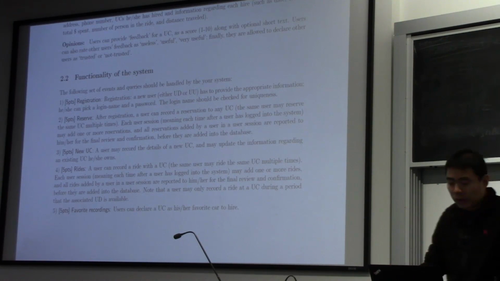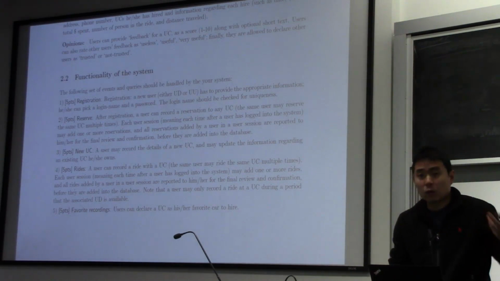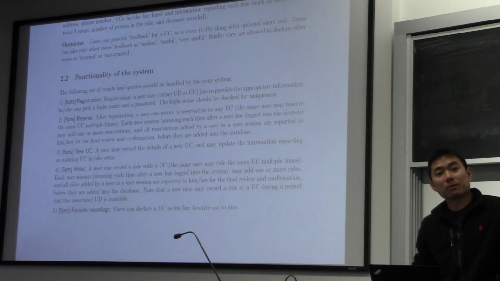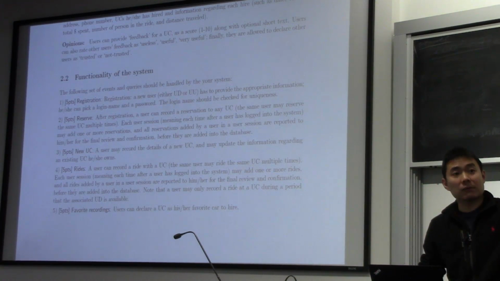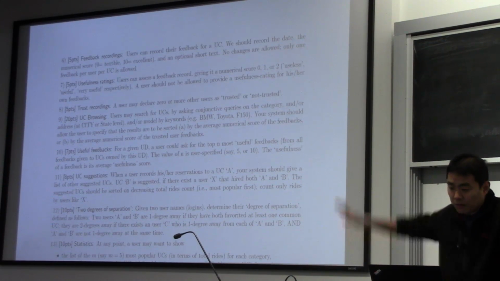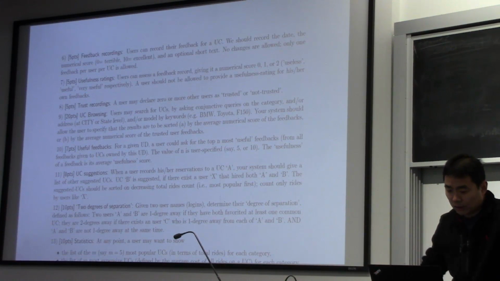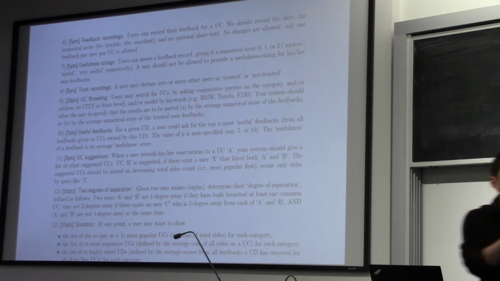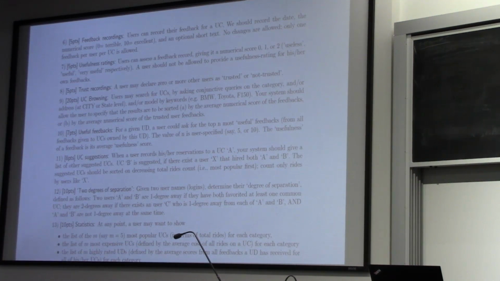And then there are favorite cars, meaning that an Uber user, after one or multiple rides of a car, may decide to claim that car as his or her favorite car. That's a simple functionality. Feedback recording, I'll talk about this. Usefulness rating, I'll talk about this. And users may form a correlation among themselves, meaning a user may trust another user. Okay? I trust this user. I declare this user to be my trusted friend.